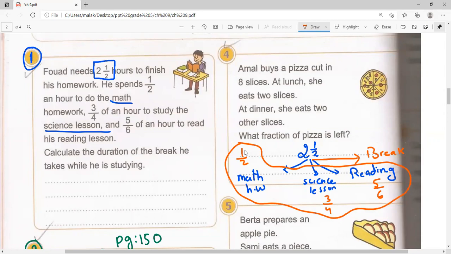The break means he is taking a rest. Yes, teacher. When we add them, the answer we will subtract it by two and a half. Bravo. Why do we have to subtract in order to find the duration of the break? Because the break means the hours that he will take a rest, meaning he will not study. It is the opposite of the hours that we calculate in the first equation.